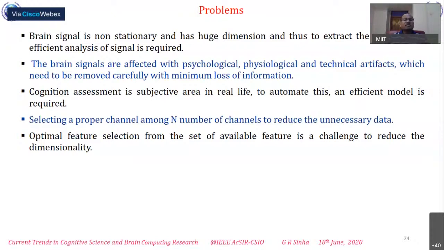To automate this, some efficient modeling is needed. Selecting a proper channel, because when we talk about EEG recording, the number of channels, the number of electrodes, are important terms. So which channel is more important, which is bringing more important signal, and other signals are not that important. Which channel is more important among n number of channels connected with n number of electrodes is a research area. Optimal feature selection: which set of features is more optimal, that can give us better interpretation and analysis, is also an area of research.